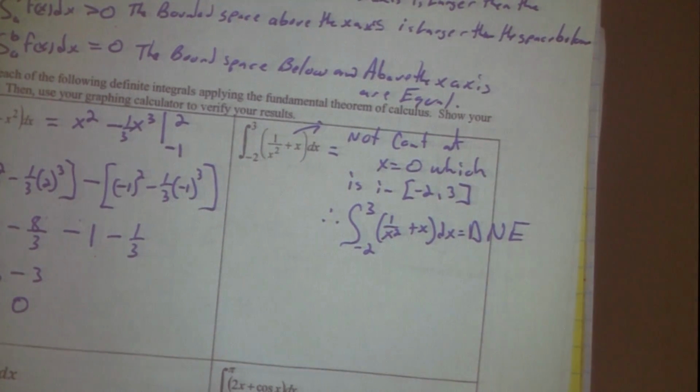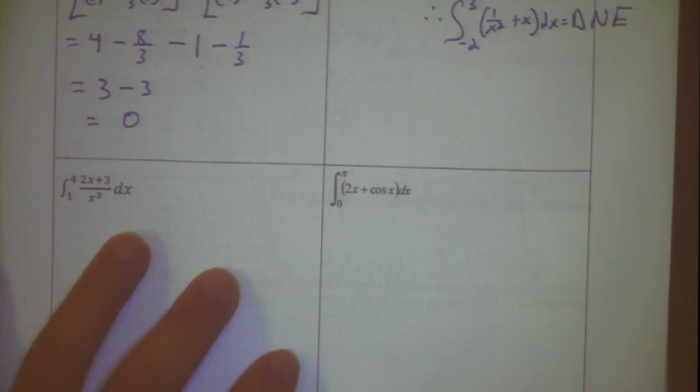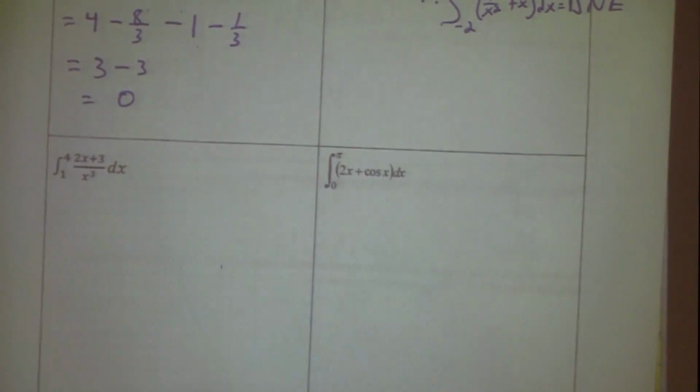So be very careful, always check for continuity and differentiability before you jump into them, okay? And be careful with your calculator, because it could throw out an answer just like that one just did, okay? Check out this guy right here. Is this one continuous? No, where is it not continuous?